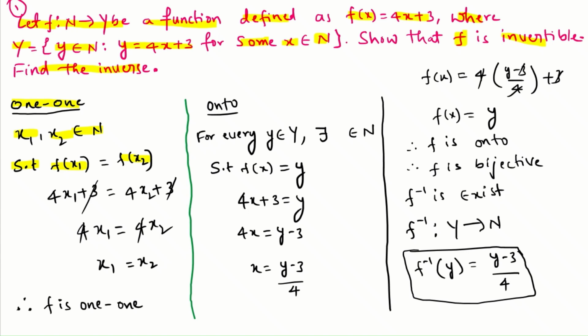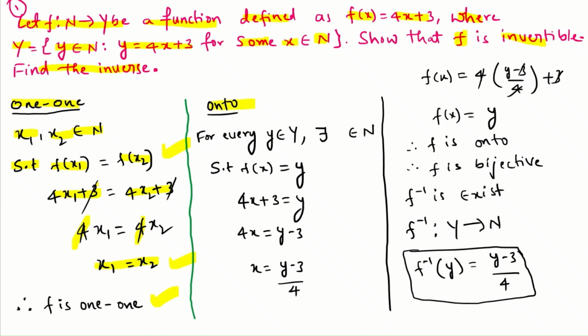As per the definition, f of x, that is 4x1 plus 3 equal to 4x2 plus 3. Okay, in this case 3 gets cancelled. Next step is 4x1 is equal to 4x2. Here 4 cancels, x1 is equal to x2. What it shows is that f is one-one. When their images are equal, their pre-images are also equal.